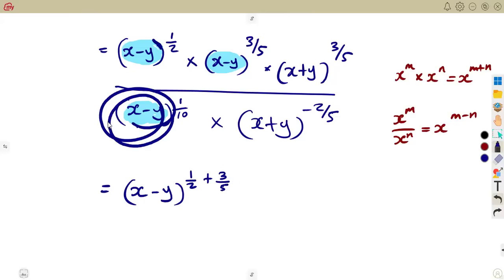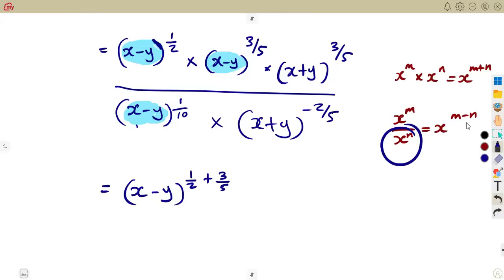But there is also this x minus y in the denominator, this one. So what are we going to do with it? A division. You subtract. Whenever you divide, you subtract. So you're going to subtract this exponent, 1 over 10. So you're going to subtract 1 over 10, just like that.